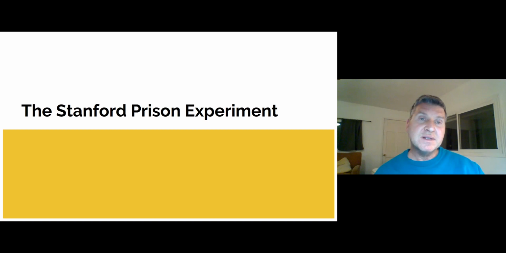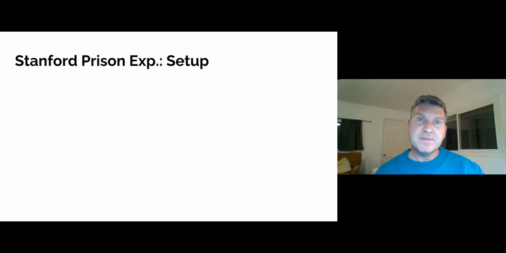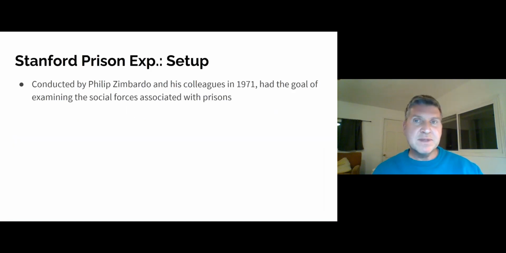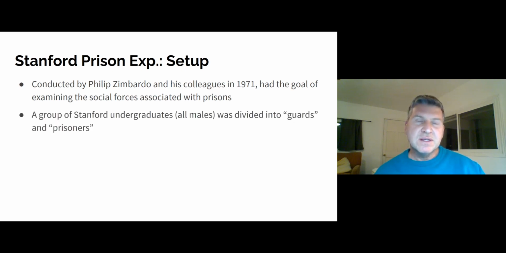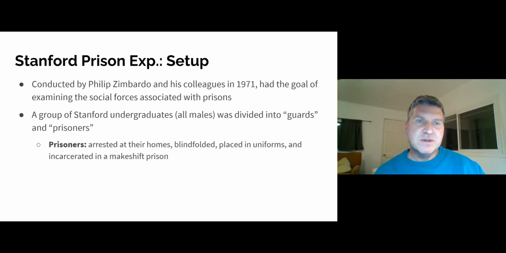Another one is the Stanford Prison Experiment. This one is pretty famous. It happened back in 1971 and was conducted at Stanford University. They wanted to look at the social forces involved with prisons. A bunch of Stanford undergraduates, all men, were divided into guards and prisoners. The prisoners were arrested at their homes, blindfolded, placed in uniforms, and basically put into a prison.